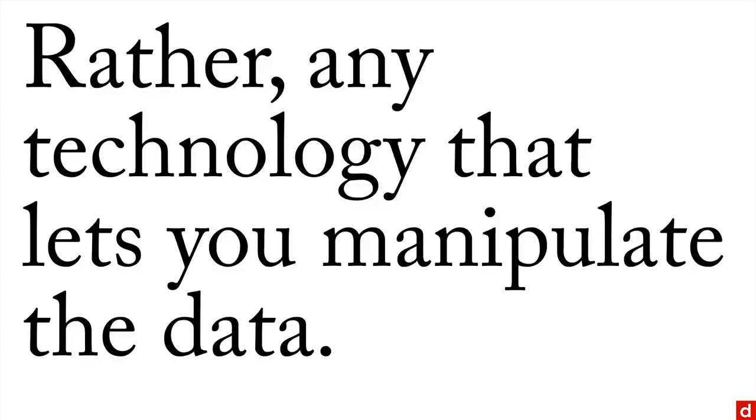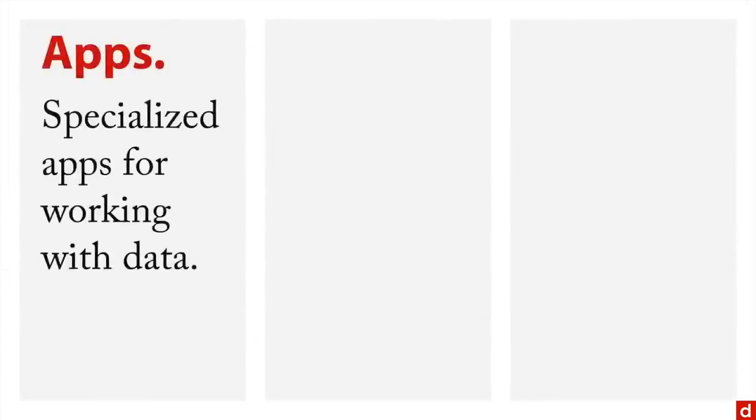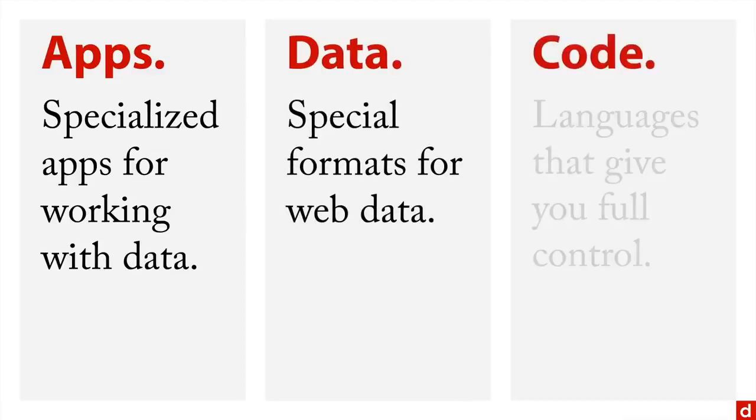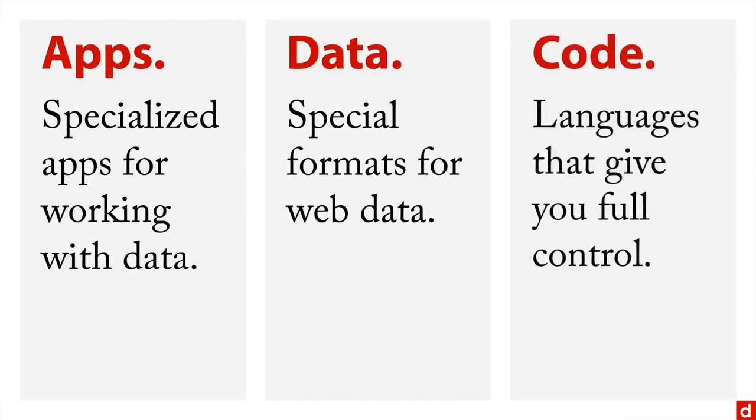Now, there are three very general categories that we'll be discussing here on Data Lab. The first is apps. These are specialized applications or programs for working with data. The second is data, or specifically data formats. There are special formats for web data. I'll mention those in a moment. And then code. There are programming languages that give you full control over what the computer does and how you interact with the data. Let's take a look at each one very briefly.